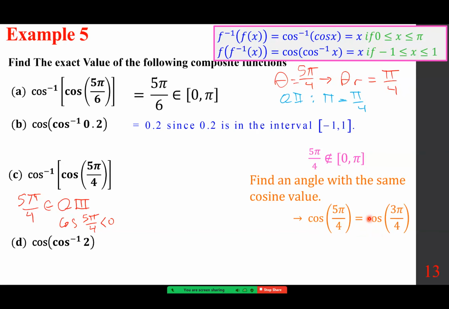Because this is the case, we can see the answer is 3 pi over 4. So cosine inverse of cosine of 5 pi over 4 is the same as cosine inverse of cosine of 3 pi over 4. Therefore, the answer is 3 pi over 4. So you have to find an angle with the same cosine value.